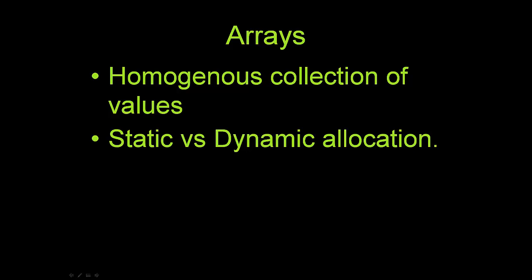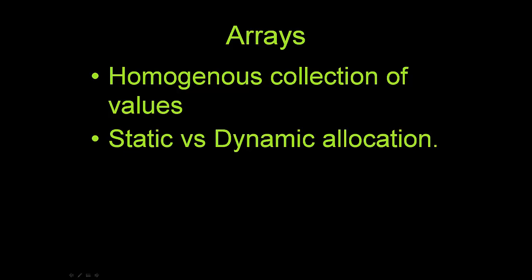Okay, now we talk about arrays. Arrays are homogeneous collections of values, and there's two ways of doing it. There's static allocation and dynamic allocation. In this class, we will only cover static allocation because that's what CS1010 covers, and dynamic is a little bit gross.